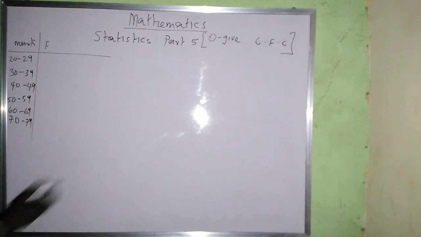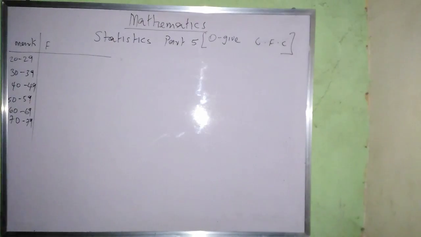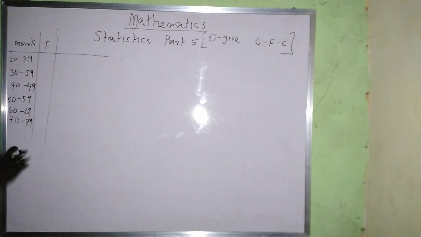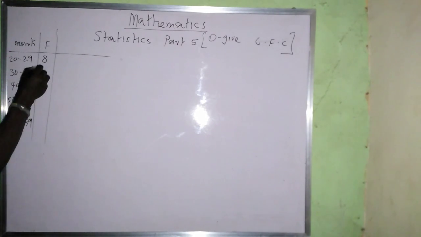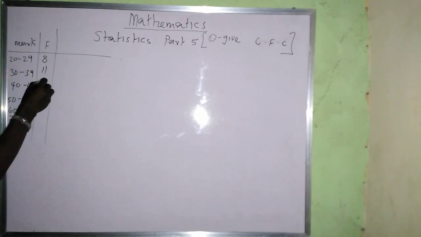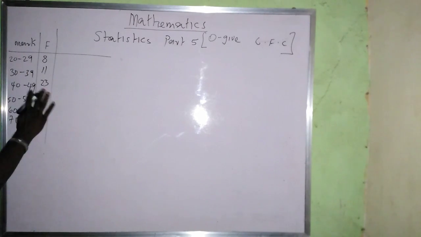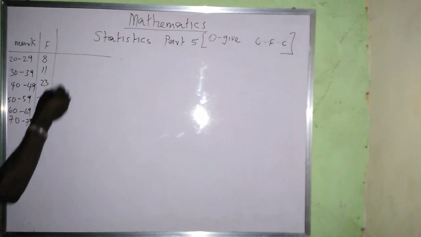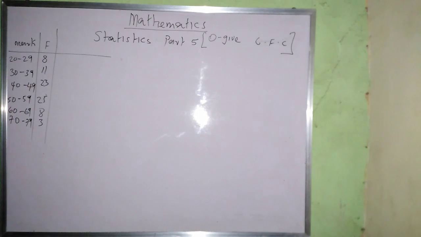Now, I want to achieve my OGIF graph, the cumulative frequency. The first thing I will do, I have my frequency. My frequency is given as 8, 11, 23, 25, 8, and 3. Now, this is what I want. I want to achieve my median.